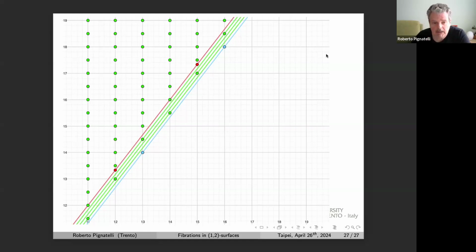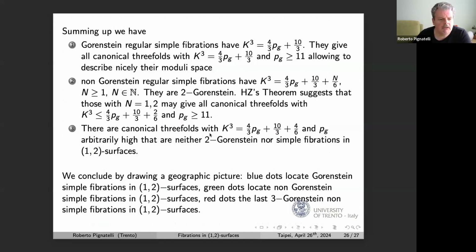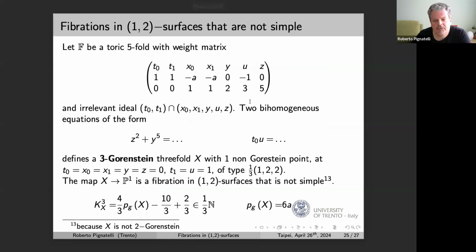In fact, this example here is the first. Here you see, if you take the fibers here for t0 equals 0, what you get is a complete intersection in P(1,1,2,3,5) of a cubic and a surface of degree 10. But this cannot be written as a hypersurface of degree 10 in P(1,1,2,5). You cannot remove this three here.